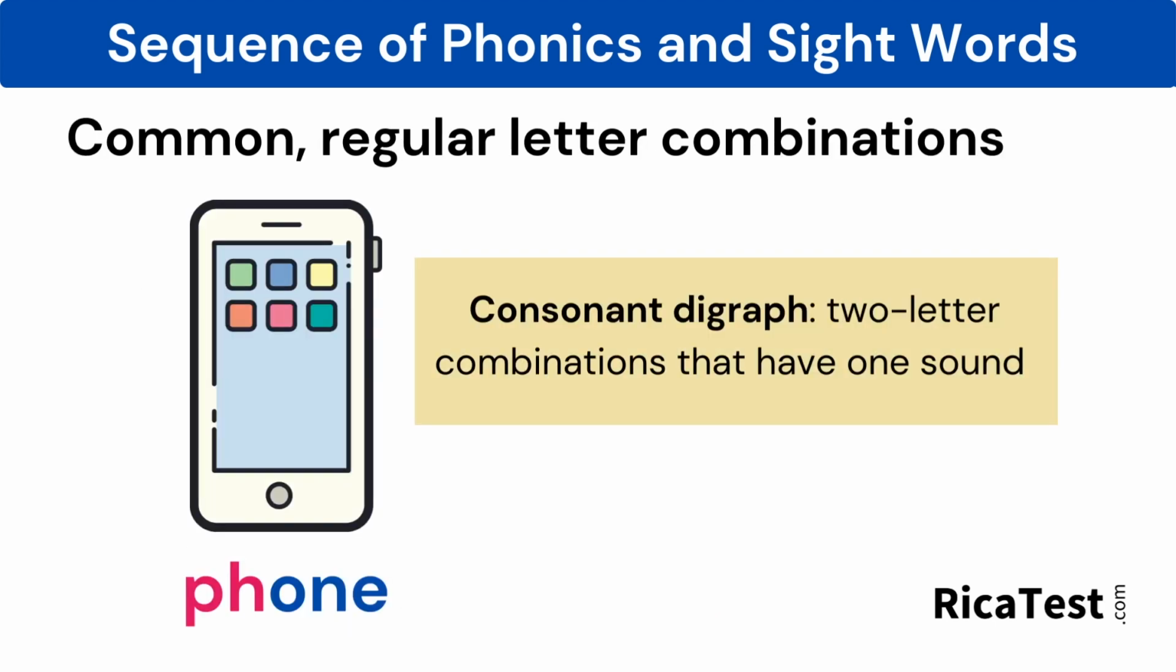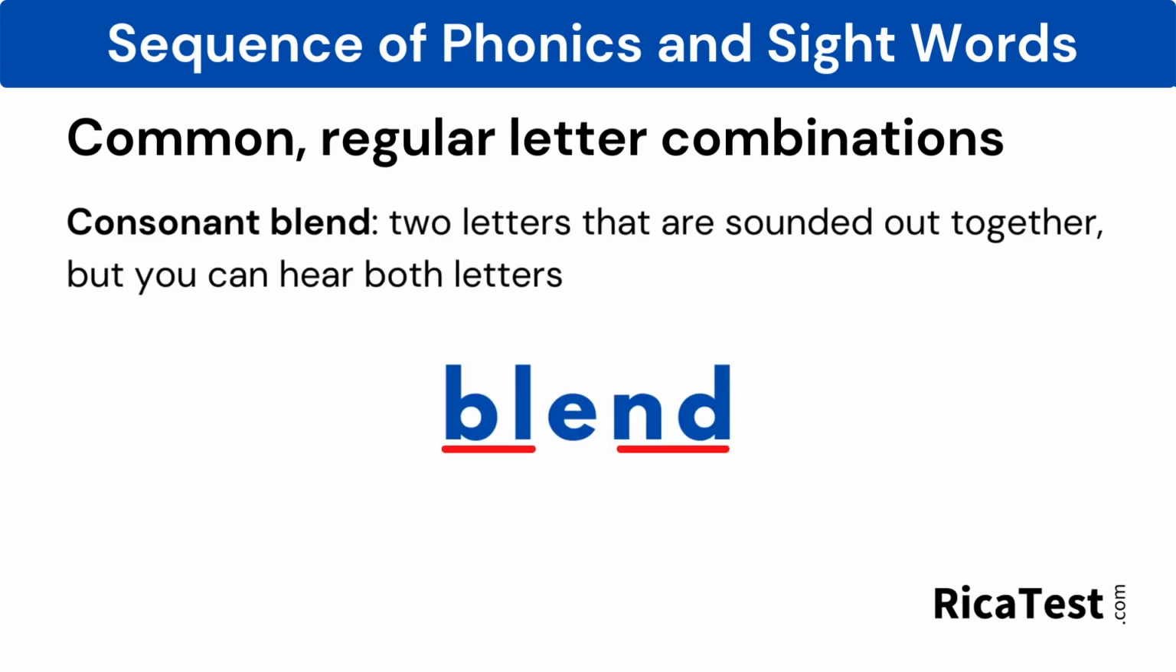Consonant digraphs are two-letter combinations that have one sound, such as in the PH in phone. A blend is two letters that are sounded out together, but you can hear both letters. The word blend has two blends in it, BL and ND.